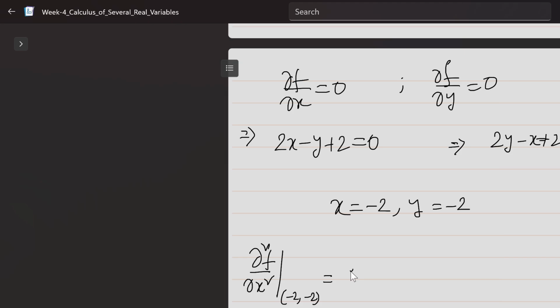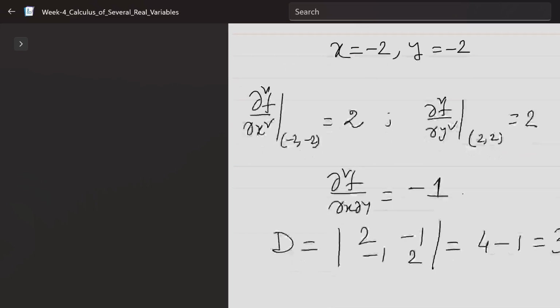Del 2f del x2 is 2. Del 2f del y2 is 2. Del 2f del x del y is minus 1. So what is D? This is the determinant of 2, minus 1, minus 1, 2, right? That is 4 minus 1, that is 3. It is not equal to 0, D is greater than 0.